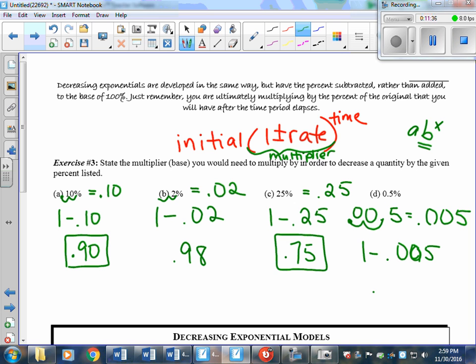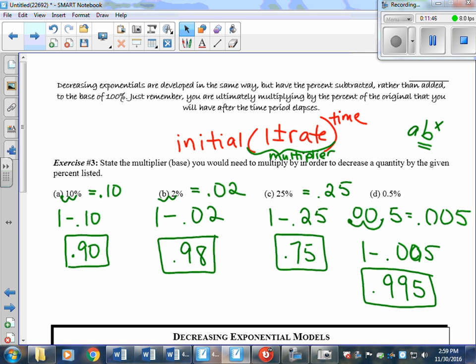Is going to be 0.995. So what have you noticed about all of our multipliers here? I'm going to remind you that this time we're decreasing, because until this point all of our multipliers have been above 1: 1.03, 1.10, 1.25. But now we're talking about multipliers that are less than 1. That's kind of a telltale sign that we're going to have a decreasing exponential function.